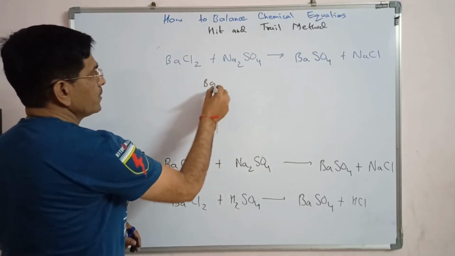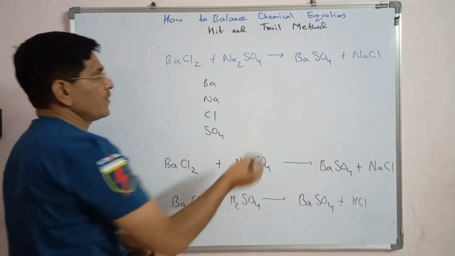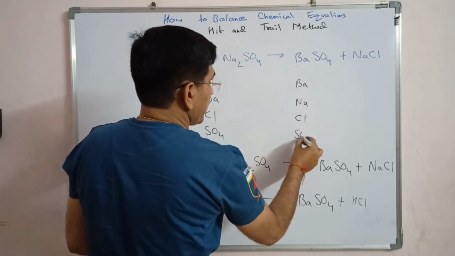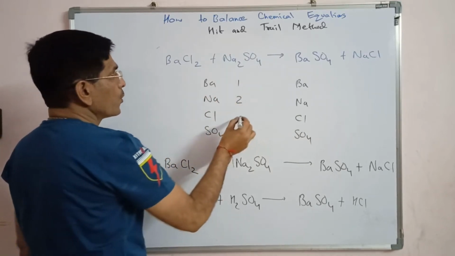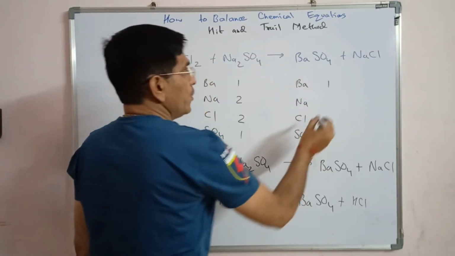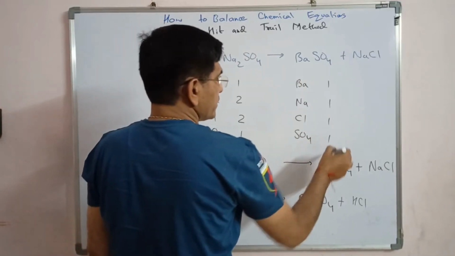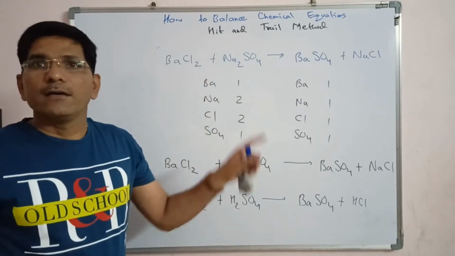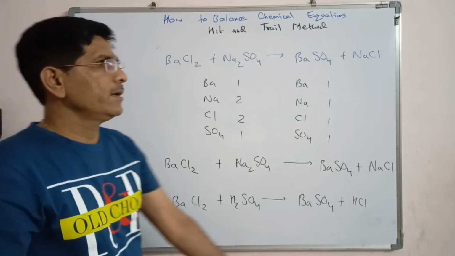So again barium, sodium, chlorine and sulfate on the left, and barium, sodium, chlorine and sulfate on the right. Now barium is 1, sodium is 2, chlorine is 2, sulfate is 1. On the right, barium is 1, sodium is 1, chlorine is 1 and sulfate is 1. Now if I want to balance, again metal and non-metal.